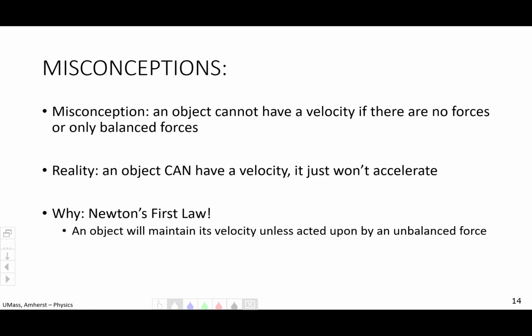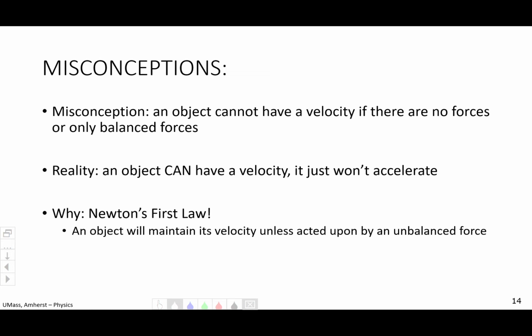The reason for this is Newton's first law. Okay, that was one of the first things we learned way back in September. And it says that an object will maintain its velocity unless acted upon by an unbalanced force. So without any forces, or only balanced forces, an object will maintain both its speed and direction, since velocity is both speed and direction.